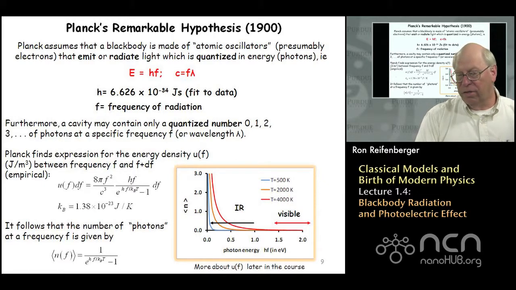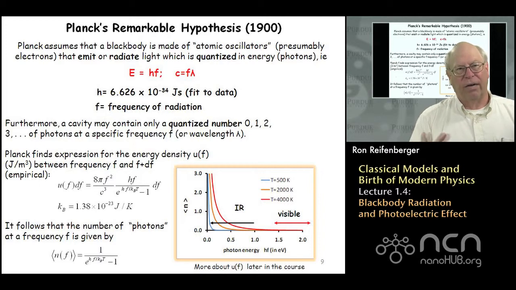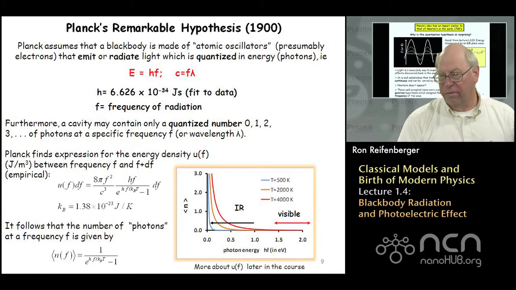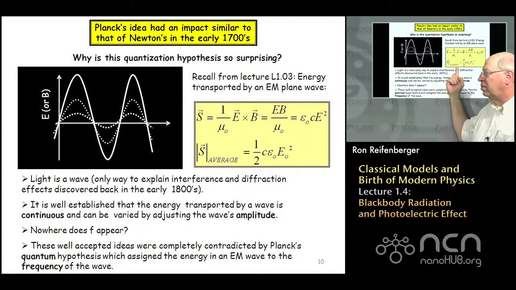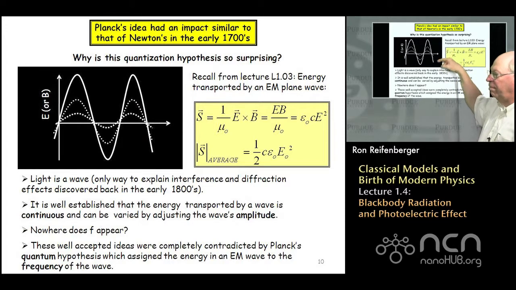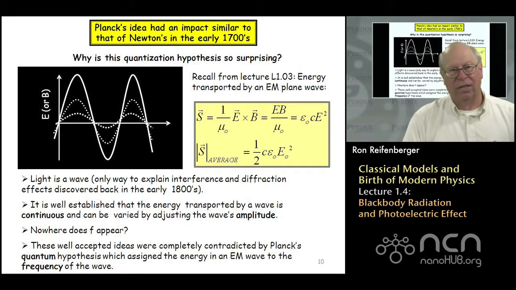So this was a radical hypothesis, because up until this point in time, the energy in an electromagnetic wave was considered to be continuous. It just depended on the amplitude of the electromagnetic wave, and this is what we've got sketched in this slide, right? This is what we went through in the last lecture, right? The average intensity in an electromagnetic wave is proportional to the square of the electric field, and by adjusting the amplitude of the electromagnetic wave, you can get any value for the intensity out of the electromagnetic wave that you want.